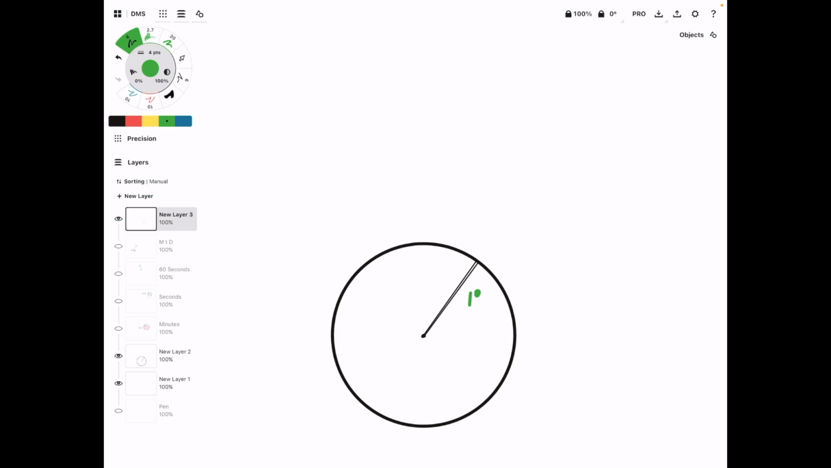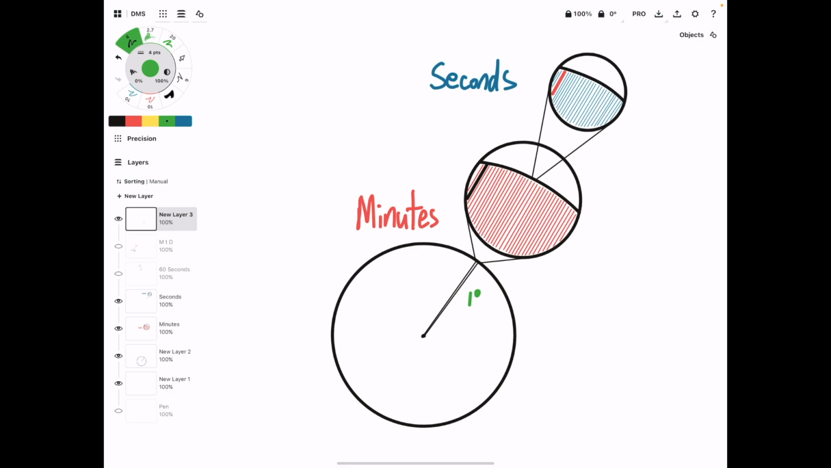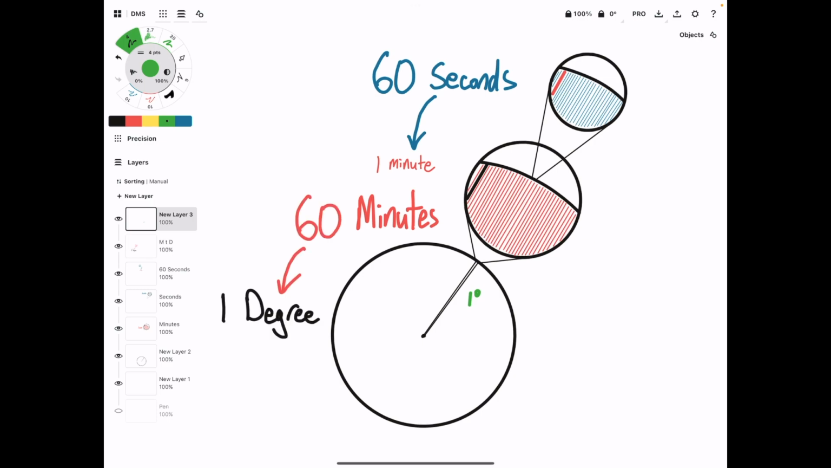Now if we zoomed way into this sliver, we would see that it is further divided into smaller sections called minutes. And then if we did the same thing and zoomed into the minutes, we would see that each minute is then divided into seconds. In order to get back up to degrees, what we're going to have to do is convert from seconds back to minutes. So there are 60 seconds in 1 minute. And then we're going to have to convert from minutes into degrees. And there are 60 minutes in 1 degree. So keep this visualization in mind, and then what we're going to do is go to some practice problems.